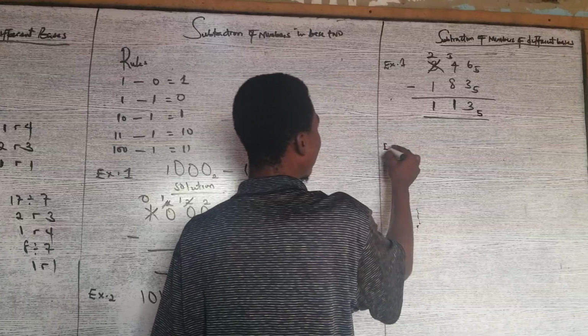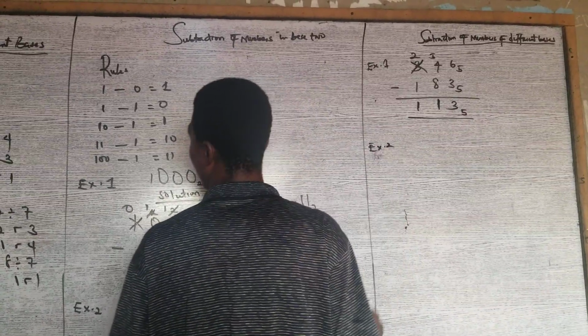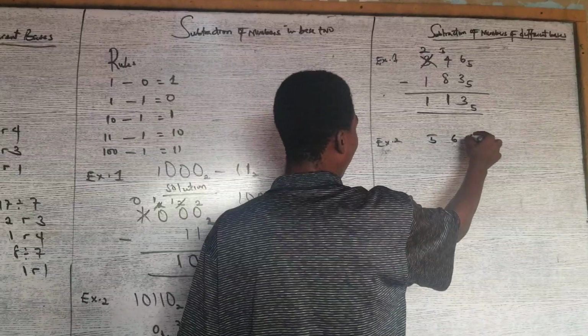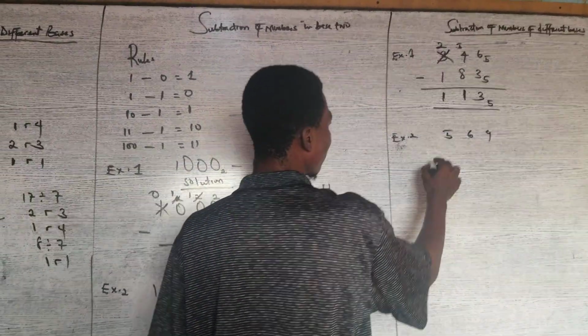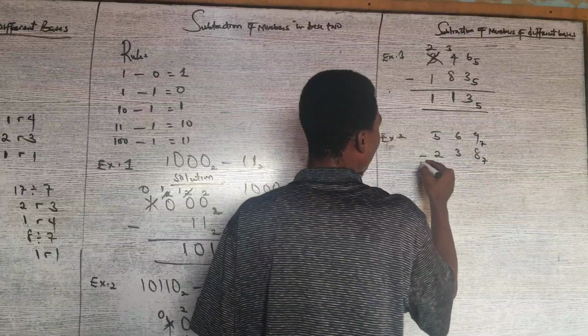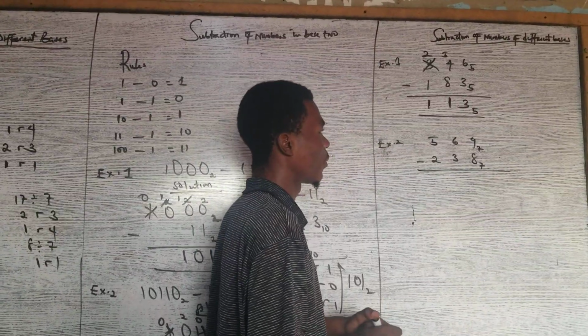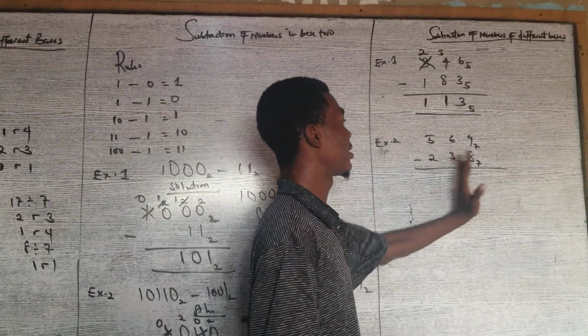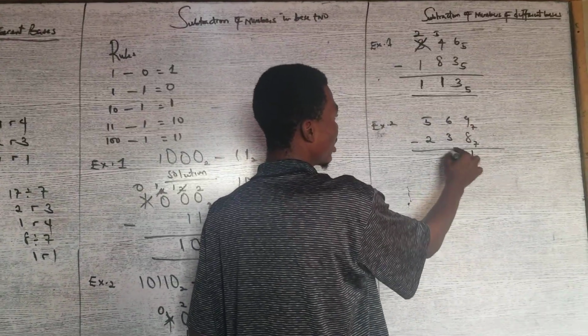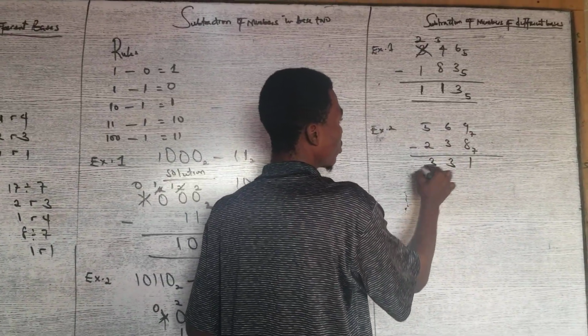Do we get that? So let's do another example on that. 569 minus 238 base 7. If you look at this question, this one is just straightforward because in the process of subtracting everything, it is not up to the base. So 9 minus 8 is just 1, 6 minus 3 is 3, 5 minus 2 is also 3, base 7.